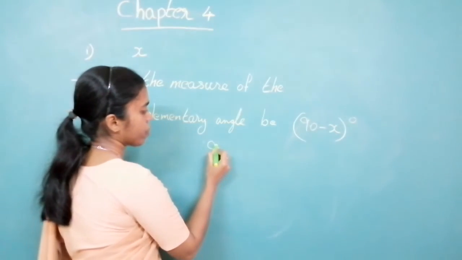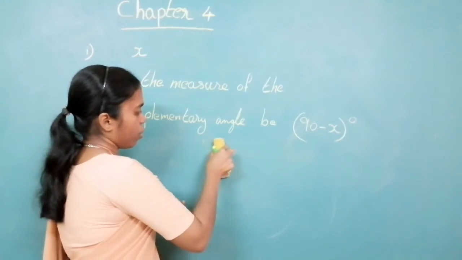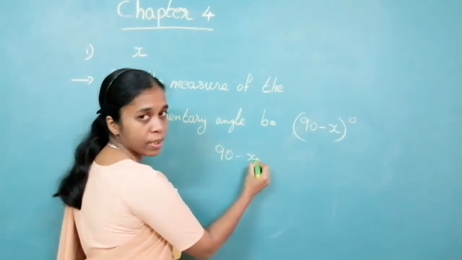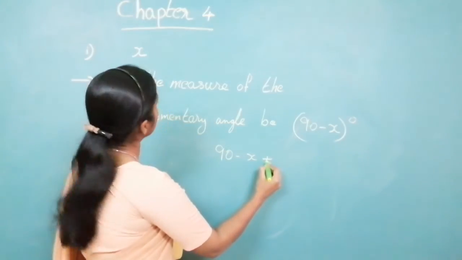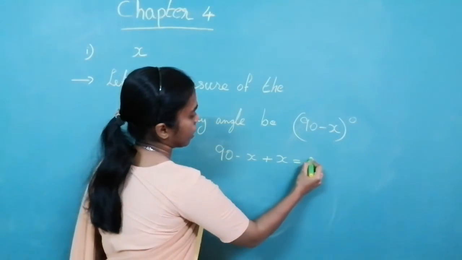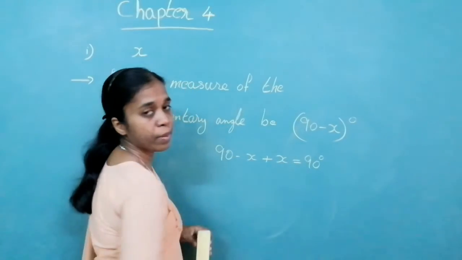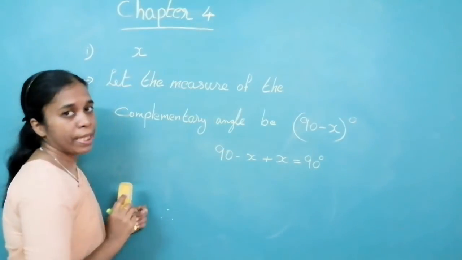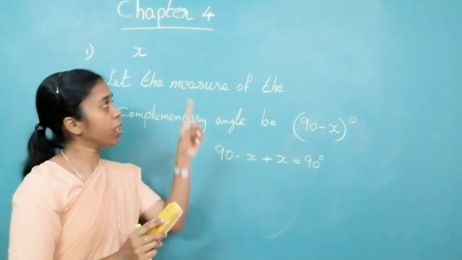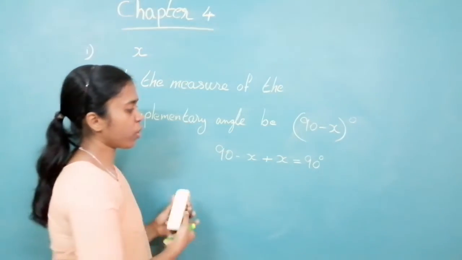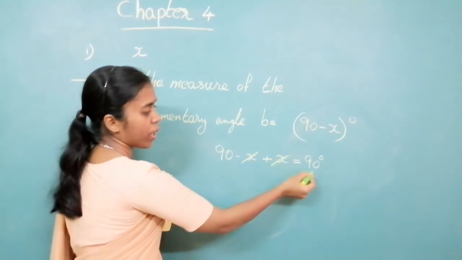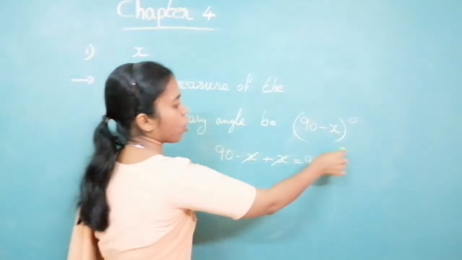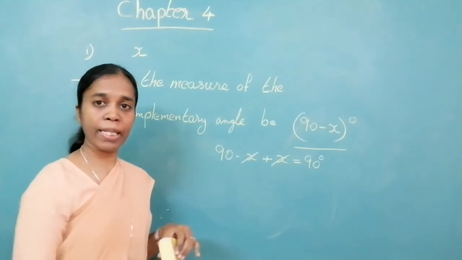You have the sum of both the angles, right? So you have 90 minus x plus x is equal to 90 degree. So you are asked about the complementary angle and you are given a variable. When you cancel these two, what are you getting? You are getting 90. So what was your complementary angle? Your complementary angle is 90 minus x.